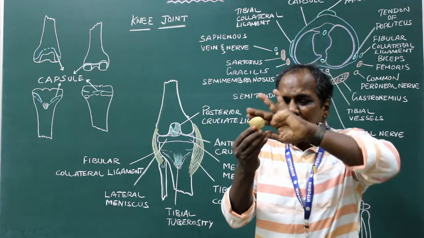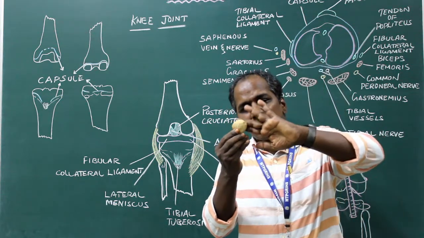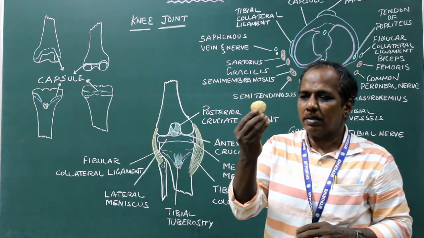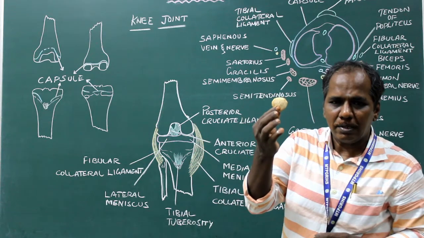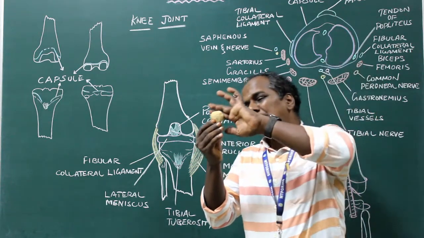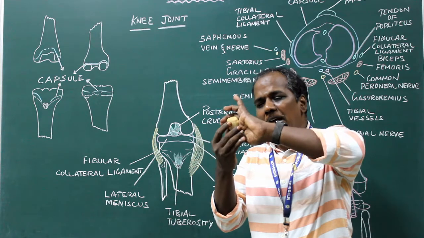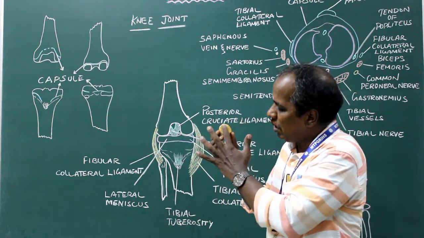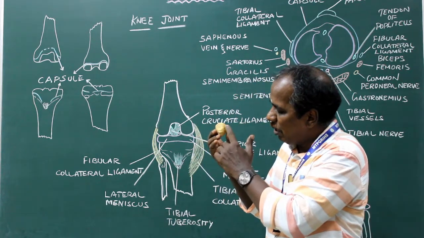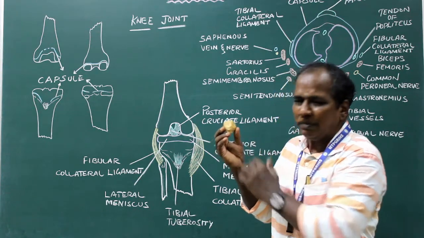Anteriorly, the posterior articular surface of the patella. This is the patella, the largest sesamoid bone. The posterior articular surface has a larger lateral part and a smaller medial part.